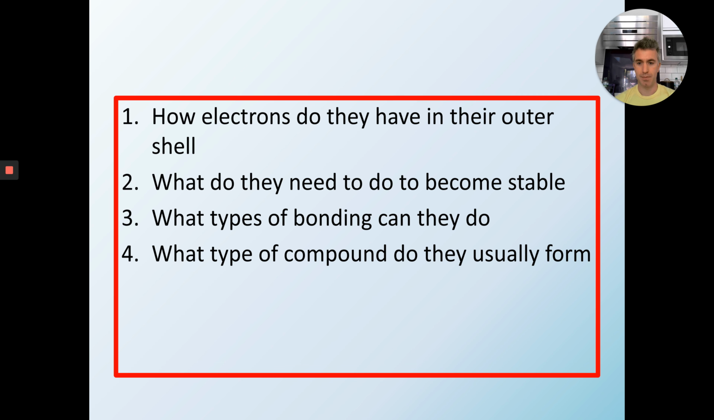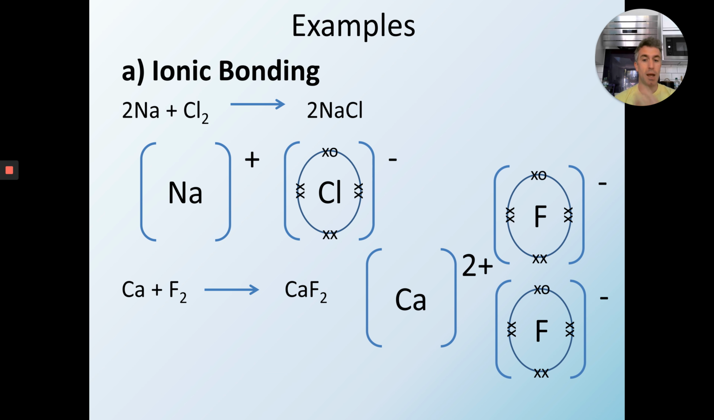More questions. Go on, just do it. 1 to 4. How many electrons do they have in their outer shell? Did you listen? I'm not even going to give you the answer. You didn't listen. What do they need to do to become stable? What types of bonding can they do? What type of compound do they usually form? I'll give you the answers another day.